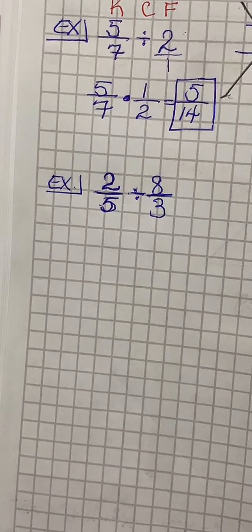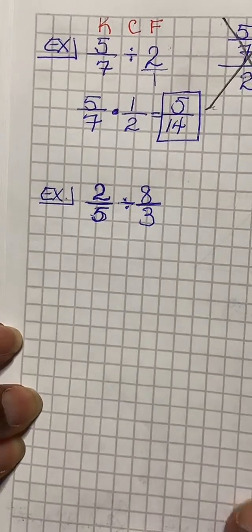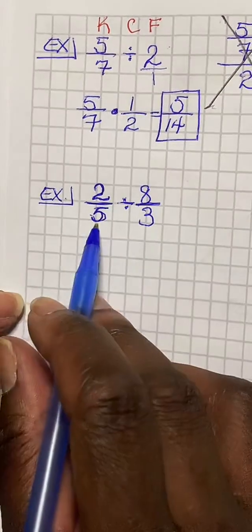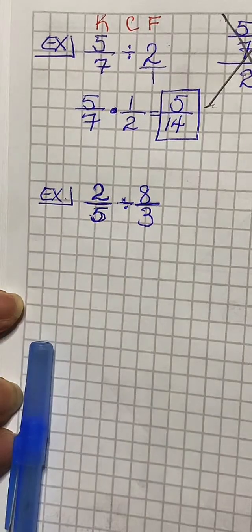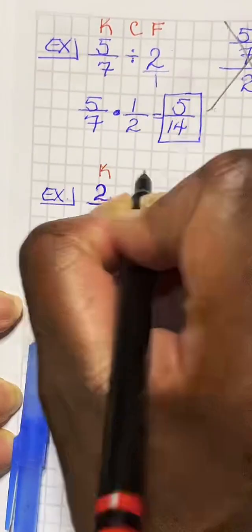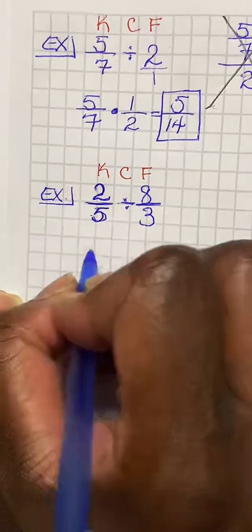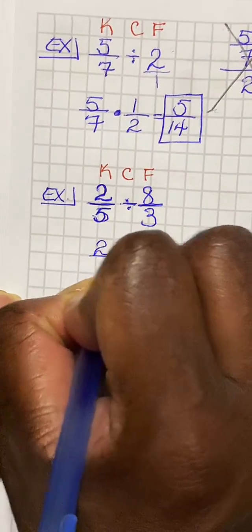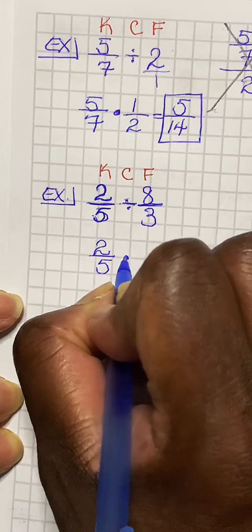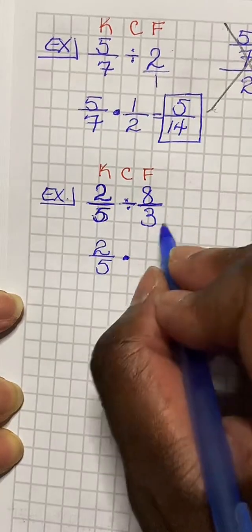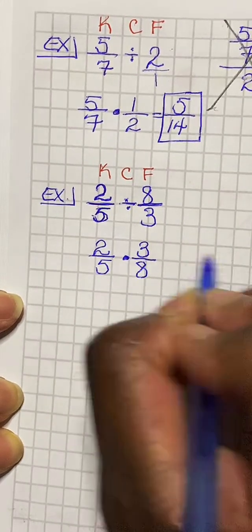All right. So I'm seeing a lot of 3/20. All right. So we have 2/5. So we're going to keep, change, flip. So we're going to keep this first fraction. That gives me my 2/5. We're going to change division to multiplication. I got my dot. And then we're going to flip this second fraction. So that's going to be 3/8.